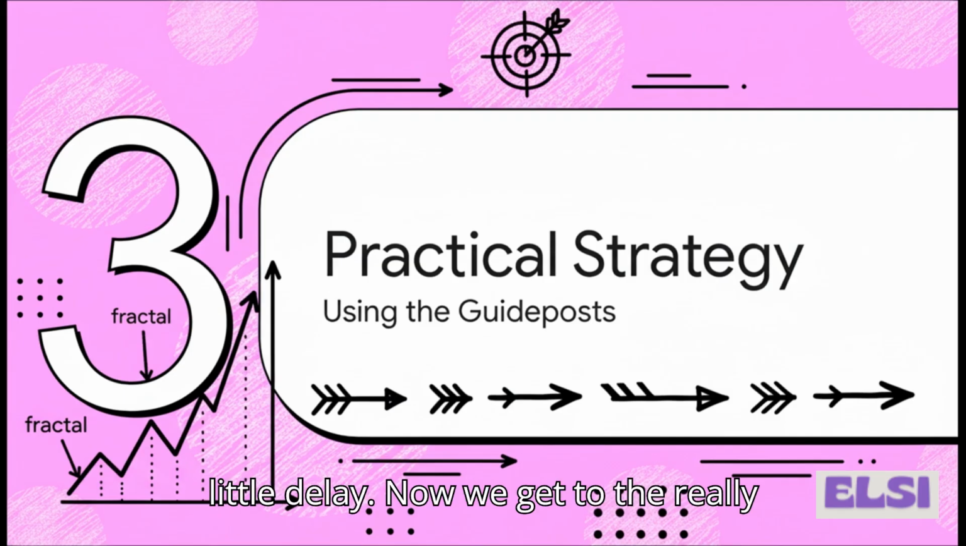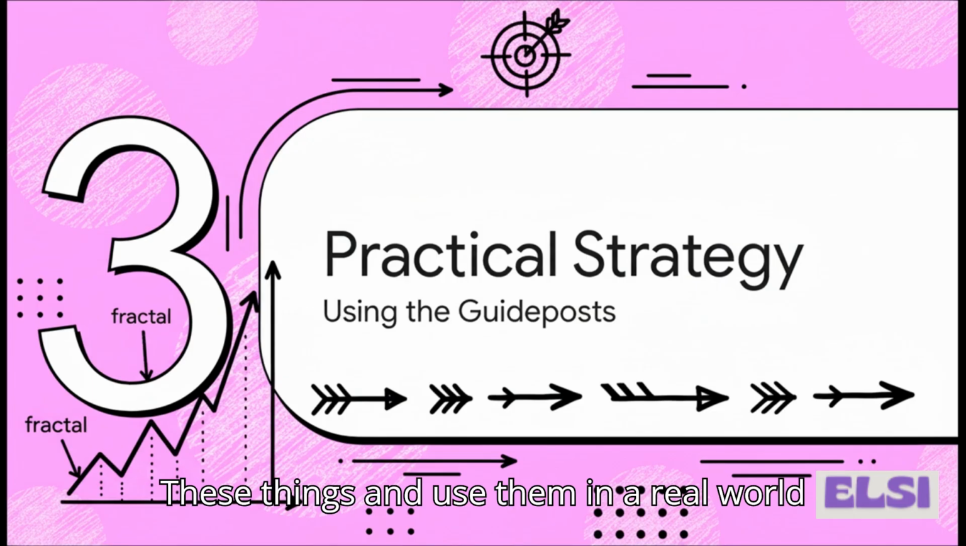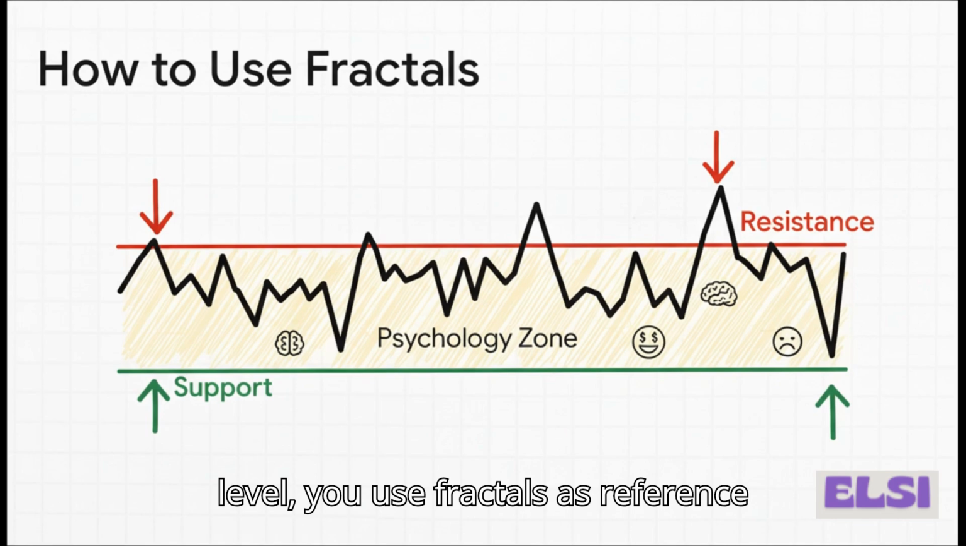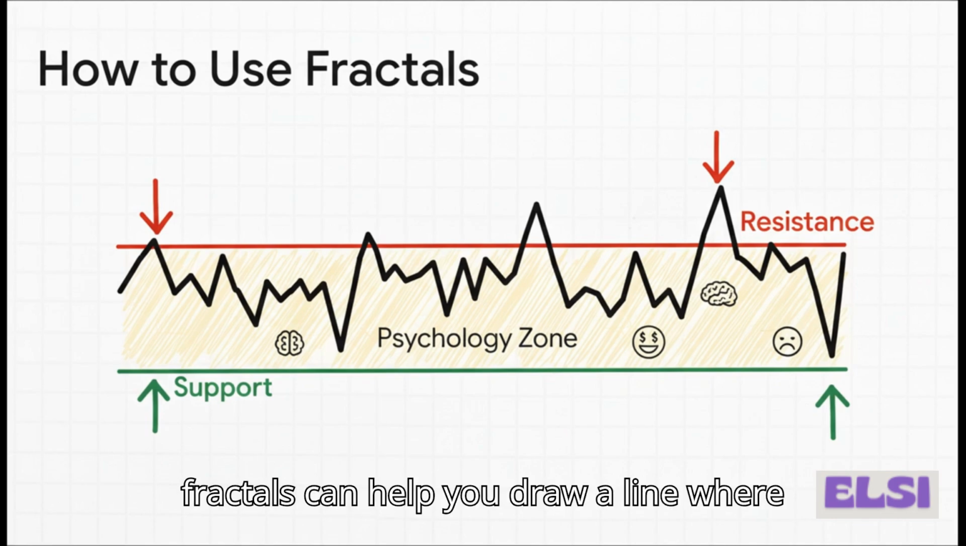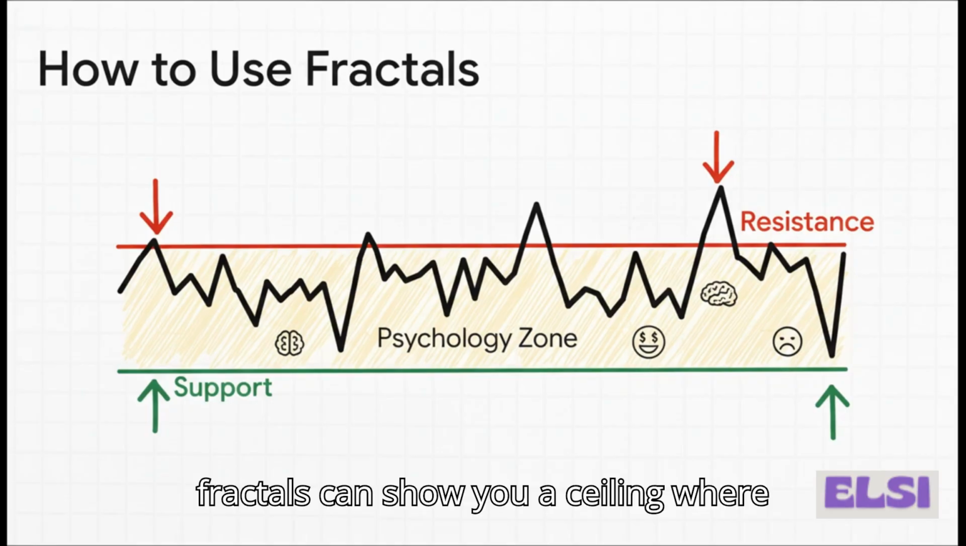Now we get to the really important part. How do you actually take these things and use them in a real-world trading strategy? So at the most basic level, you use fractals as reference points on your map. A string of down fractals can help you draw a line where buyers seem interested. A cluster of up fractals can show you a ceiling where sellers are strong.